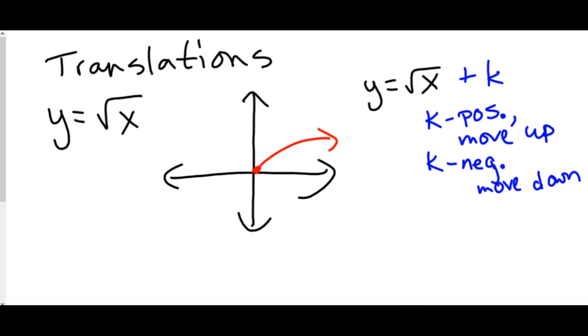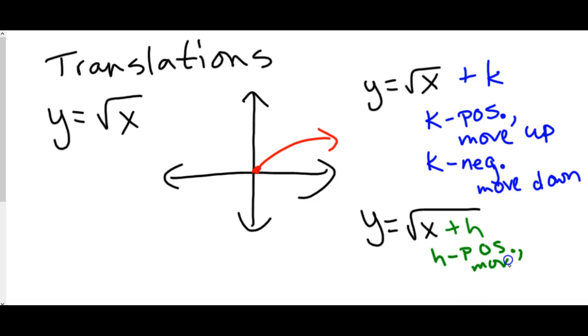The second type of translation is if you put an extra number inside. Usually they call that H. Now K makes sense, positive up, negative down. H is opposite of what we expect. When H is positive, we're going to move left, which is not what we expect because on the graph to the right is the positive direction.